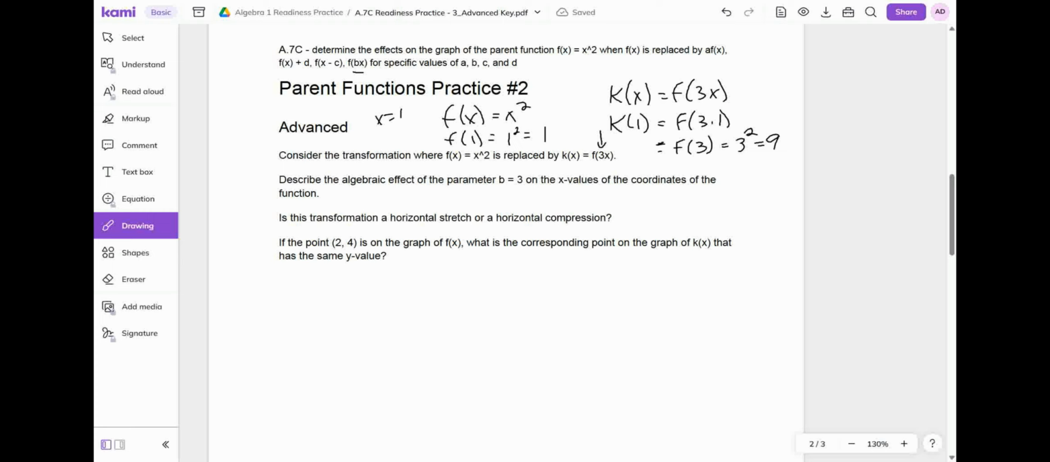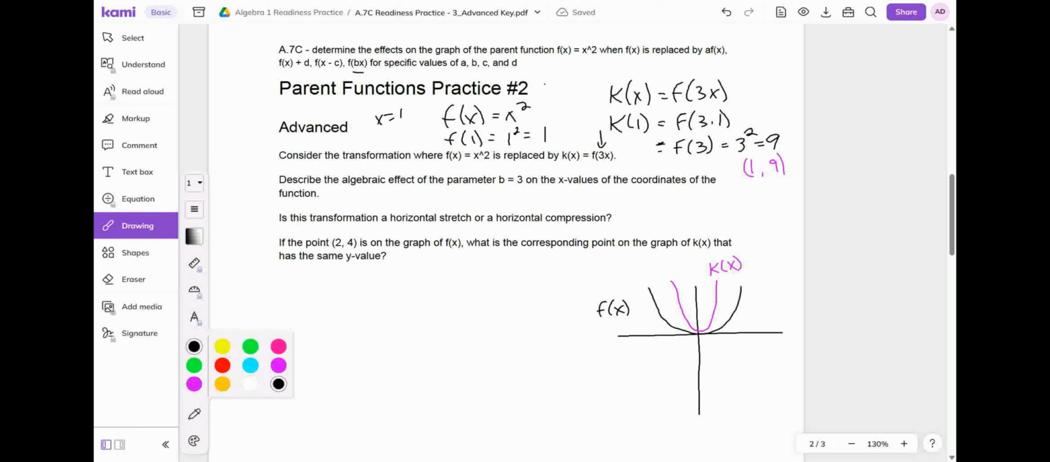So you can tell that if we were to graph this, this would be our f of x, and let's say that's (1, 1). Here it's going to be a lot skinnier. This would be our k of x, because I stuck a 1 into my f of x and got a 1, 1. So I can say (1, 9) would be my value there, and (1, 1) would be my value there. All right, so what's happening?